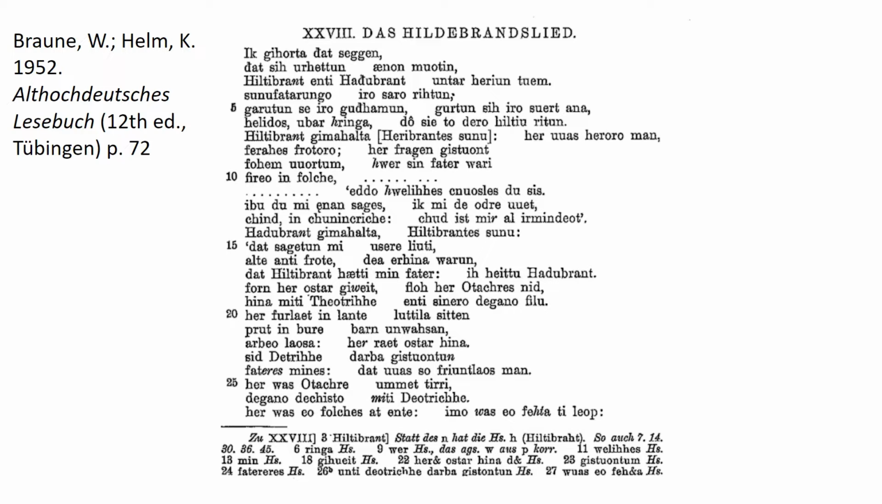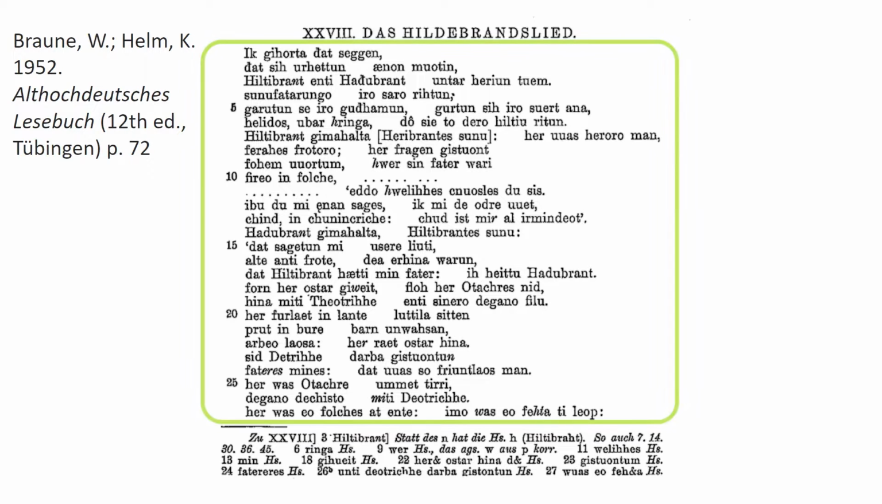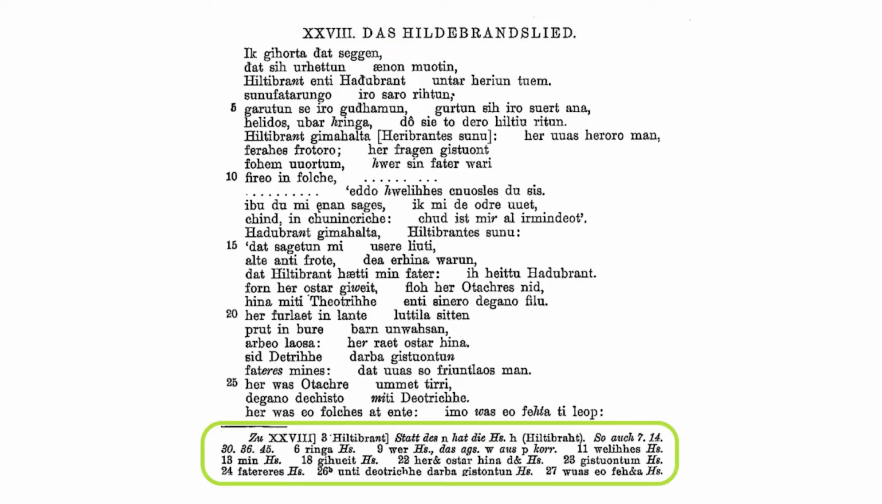Example 1 is the Hildebrandslied. The Hildebrandslied is a fragmentary 8th or 9th century poem in Old High German in which the hero Hildebrand unwittingly encounters his son Hadubrand in combat. This is the first page, with the text and app-crit as they appear in Wilhelm Braune's edition.